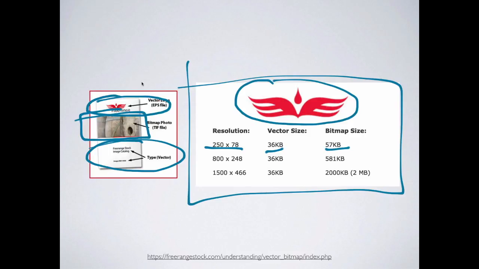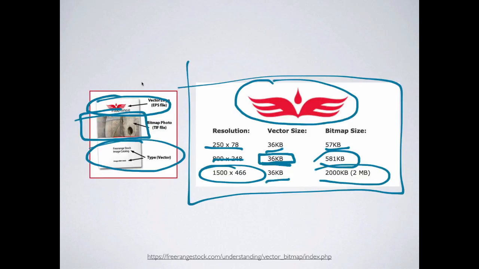So let's say we scale up to 800 by whatever, I just drew a line through it, 248. Okay? We get the same size right there, same 36 kilobytes. Doesn't matter the size. Right? The file size stays the same. We move up here, 581 kilobytes. Big jump. Okay? Let's go up one more, 1500 by 466. Again, not too big of a difference, but at the same time, there's our 36, the same.